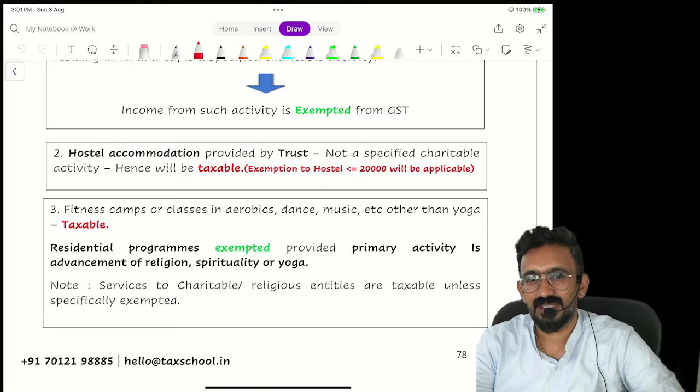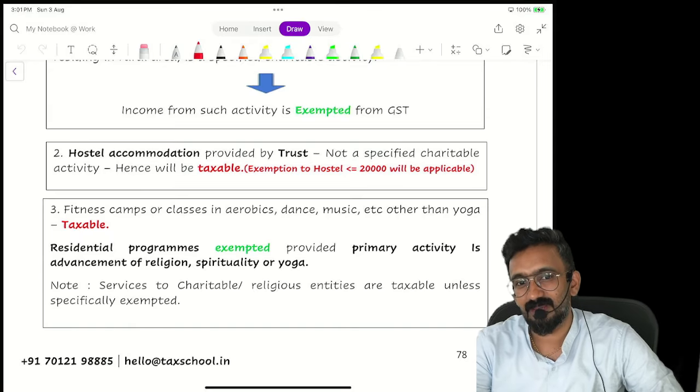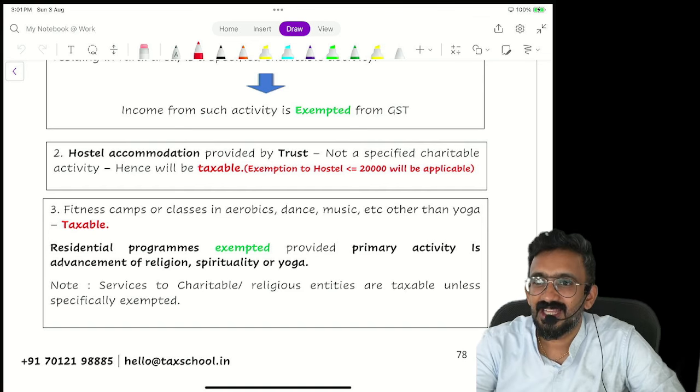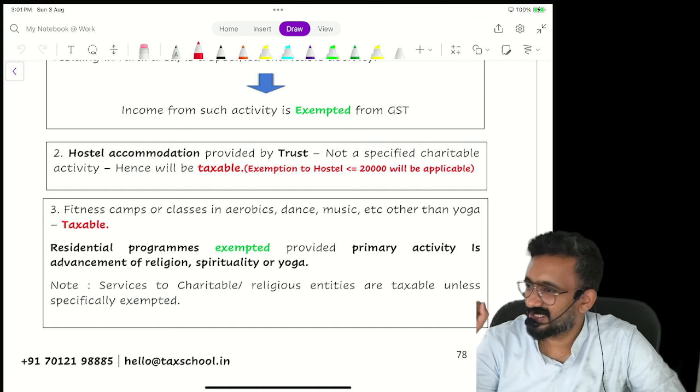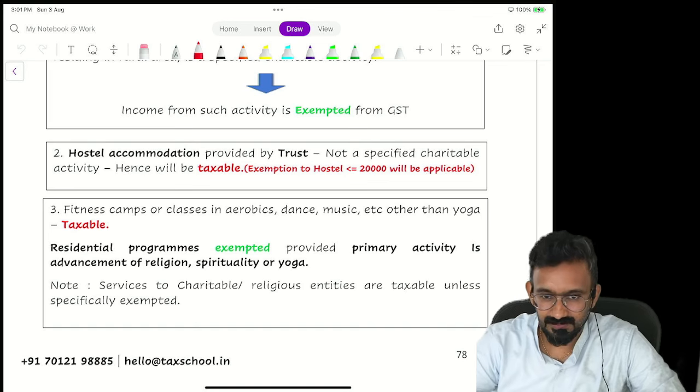Now, what is the exemption for hostel? If the charge per person per month is less than or equal to 20,000 and the minimum period for which you have taken the hostel accommodation is 90 days, there is an exemption. Will that exemption be applicable to a charitable entity also? Yes, because that exemption is a specified activity. Any supplier, any recipient. They did not fix it. That exemption can be available even for them.